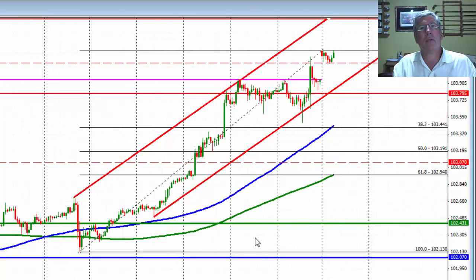Let's take a look at the hourly chart, and the hourly chart shows the gap higher from Friday's closing level right here, coming down to the 12 level and moving higher. Staying above that 12 level is most important.